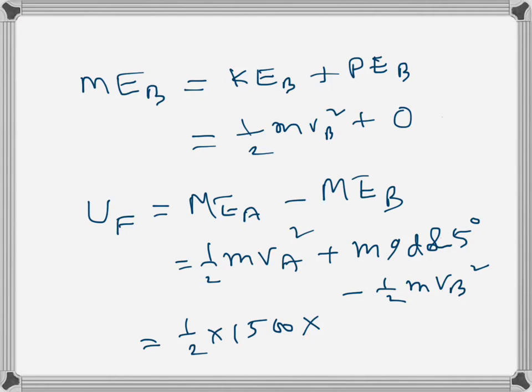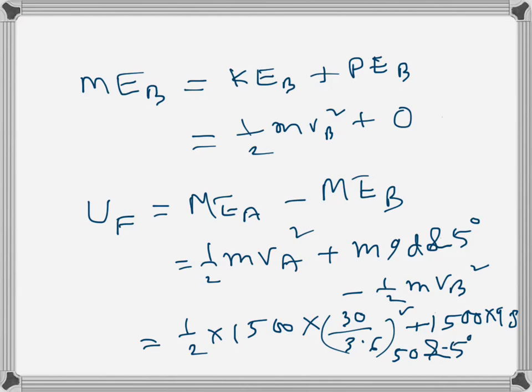The velocity is given in kilometers per hour. We need to convert that into meters per second, so that will be multiplied by 1000 divided by 60 times 60, that is 3600. So that is basically dividing by 3.6. So I will write that directly, divided by 3.6 squared, plus 1500 times 9.8 times 50 sine 5 degrees. I have run out of space. I will continue on the next page.